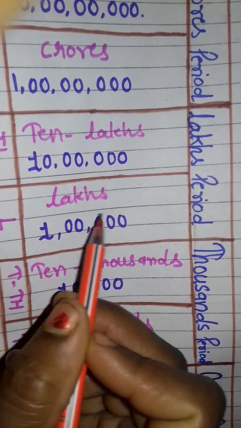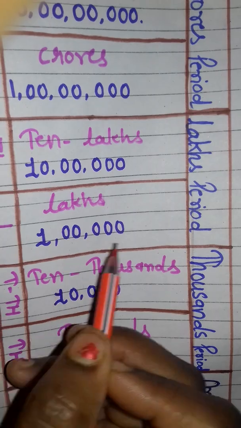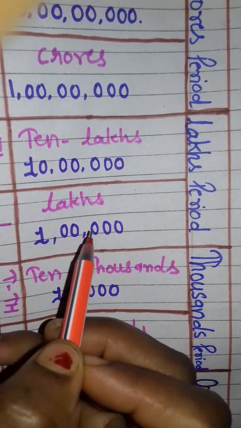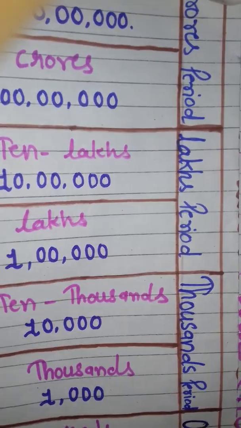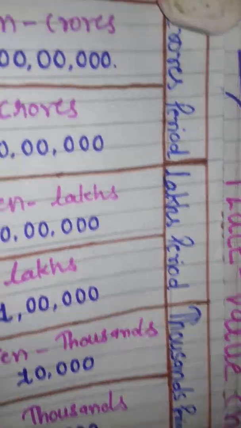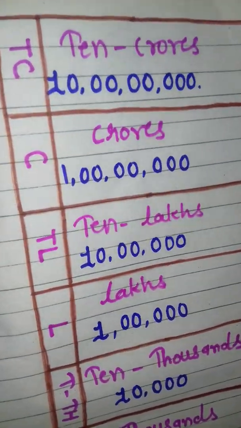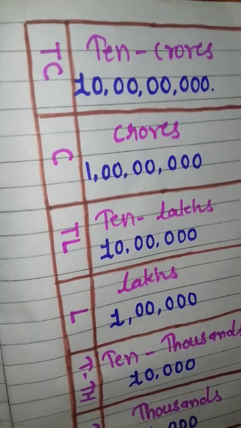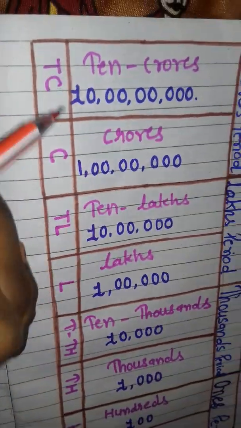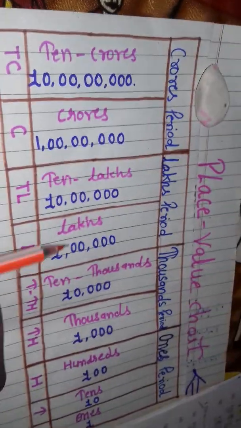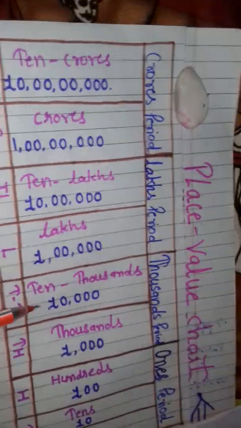So first you will write 1 lakh, then 10 lakh, number of digits in 1 lakh and number of digits in 10 lakh. Then your next period is crore period. In crore period they are also having only two places, crores place and 10 crore place. So this is your place value chart which you have to draw.